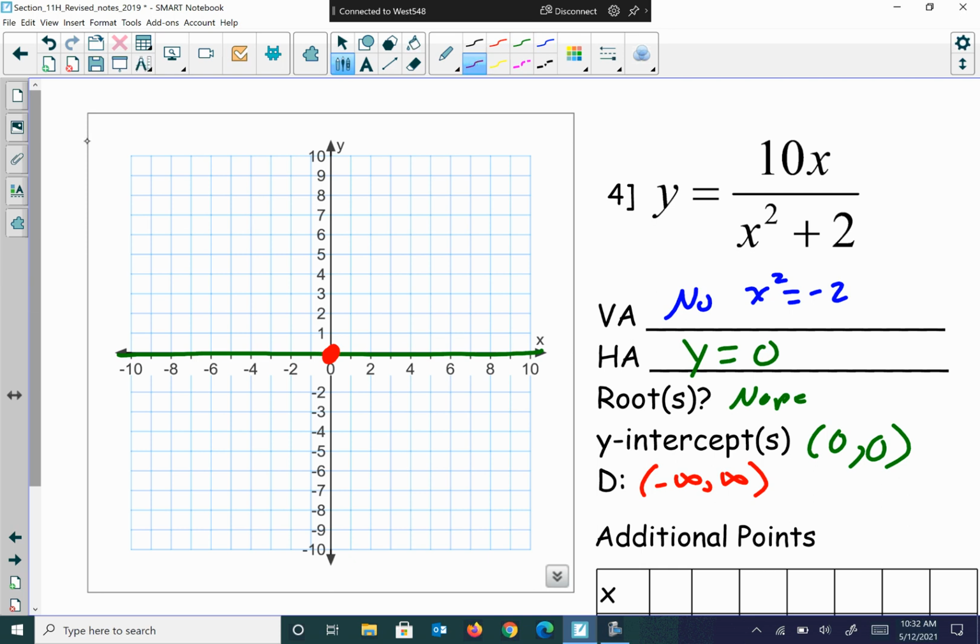So let's see. I know I have this place for additional points down below, but I like making my t-table over here. Let's plug -1 in, see what we get. I get 10 times -1 is -10 over 3, so -10 thirds. So -1, -3 and a third. Oh, jeez. Now I have this perfect. Okay, what happens if I plug 1 in? If I plug 1 in, I get 10 over 3.